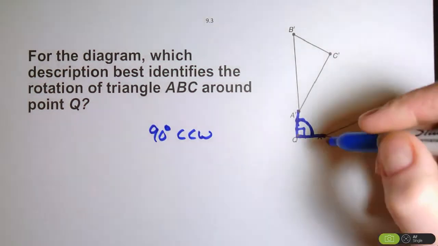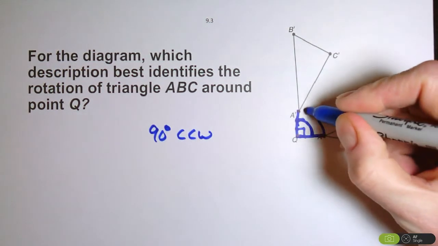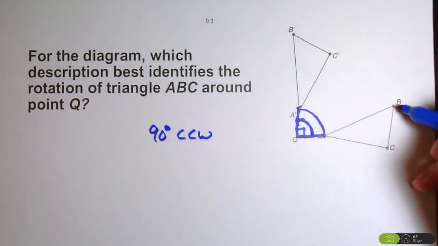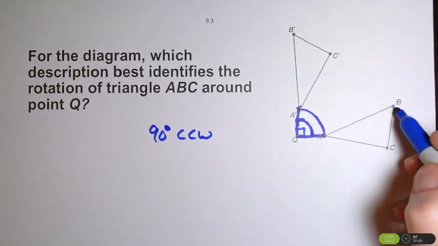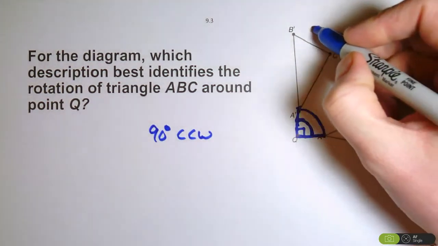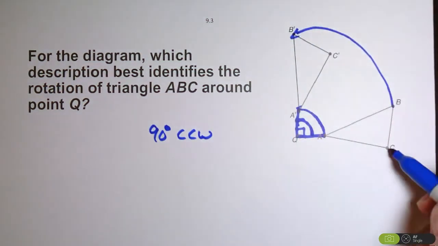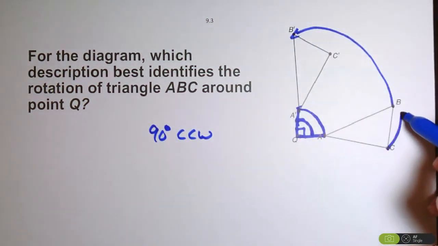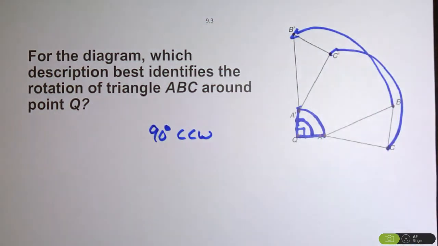What's really happening is I'm traveling along a circle with that radius. Same thing for B: I would connect B to Q and B prime to Q, and this point would rotate around that as well. And from C to C prime, the exact same thing. These are 90-degree arcs of a circle.